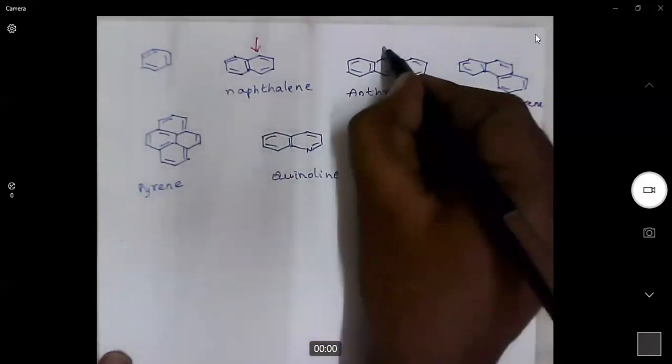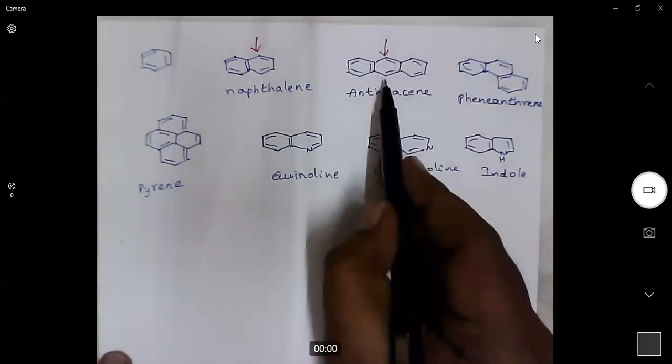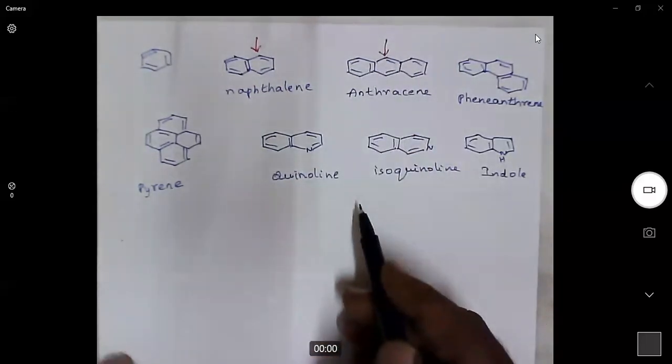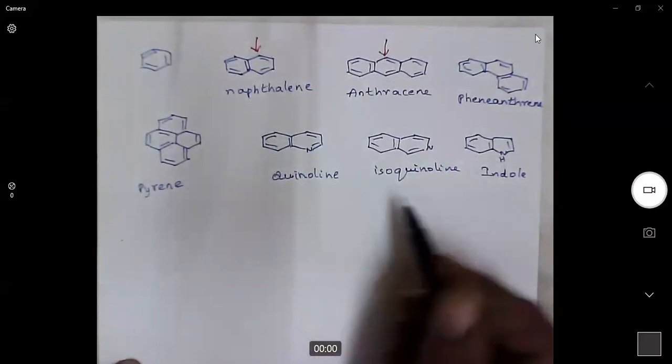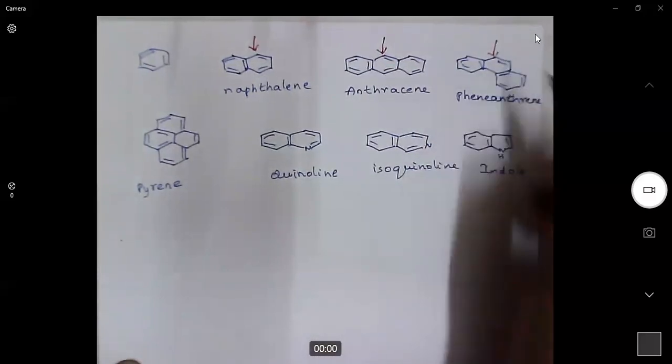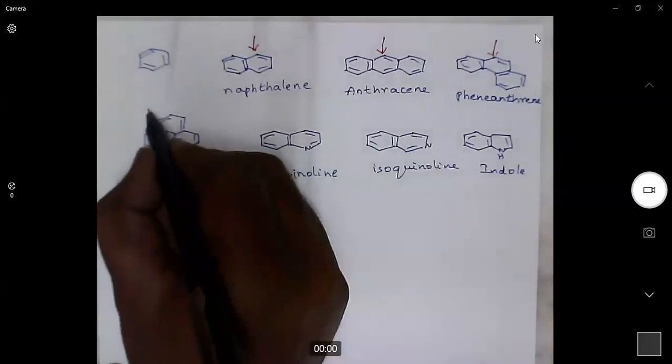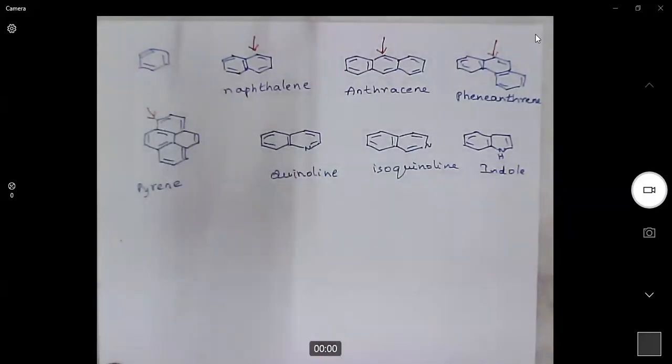In anthracene, it occurs in the middle ring, maybe this carbon or this carbon. In phenanthrene also, it occurs in the middle ring. So either this carbon or this carbon. In pyrene, it occurs here, so any similar such carbon.